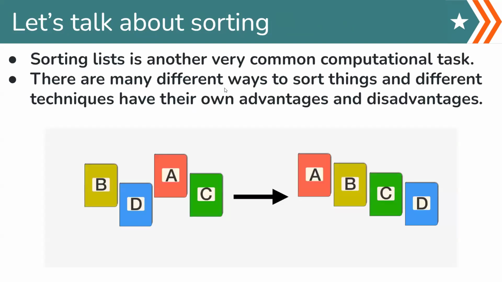But now let's talk about sorting. Sorting is another very common computational task. For the most part, you won't necessarily have to sort things in alphabetical order because you have methods like sort or sorted. But if there was a specific constraint or a way you needed something sorted that wasn't necessarily alphabetical order, you would want to figure out how to do that.